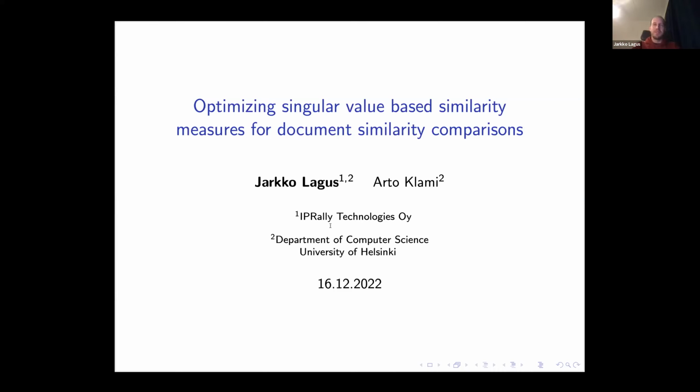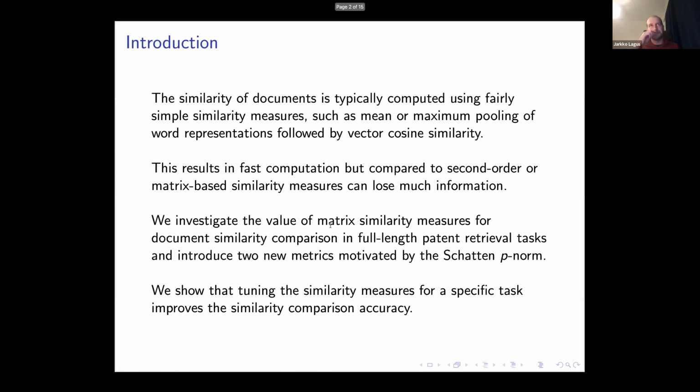I'm Jarkko from the University of Helsinki. So I'm presenting our paper called Optimizing the Singular Value-Based Similarity Measures for Document Similarity Comparisons. And I co-authored this with Arto Klami.